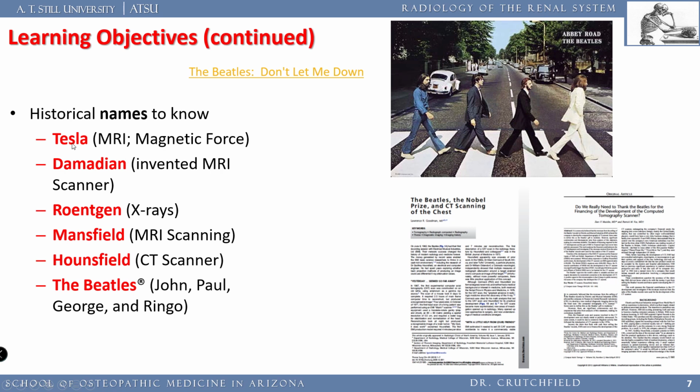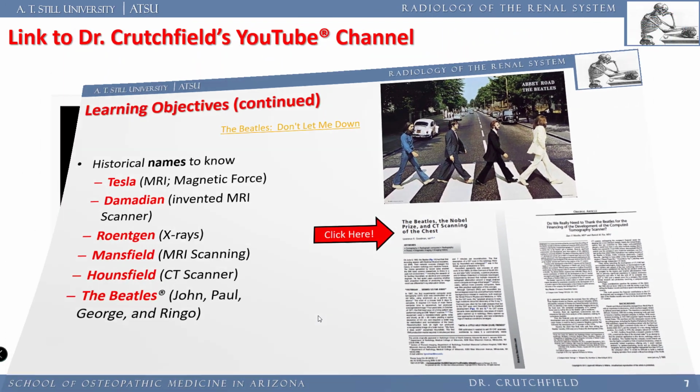You need to know who Tesla is, Damadian, Röntgen, Mansfield, Hounsfield for the CAT scanner, Hounsfield units, and of course you need to know who John, Paul, George, and Ringo are. And if you don't know those, really, seriously, guys, come on. You should know who the Beatles are. I know I'm old, but the Beatles are timeless.